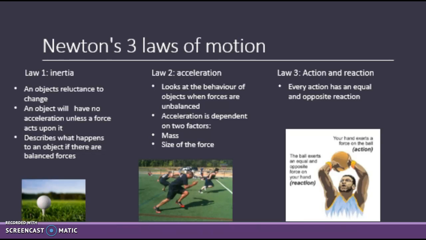Furthermore, if two sprinters have the same net force, but one is 70 kilograms and one is 60 kilograms, the lighter 60 kilogram sprinter will accelerate faster. Newton's third law of motion shows that for every action there is an equal and opposite reaction. For example, when you bounce a basketball on the ground, the basketball produces a force against the ground, and the ground has an equal and opposite reaction force, pushing the basketball up and allowing it to bounce.